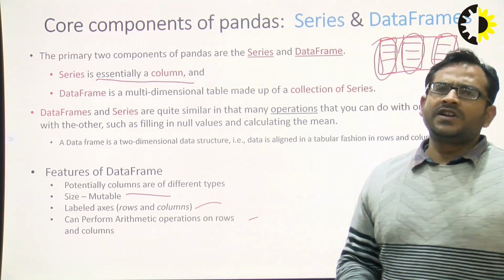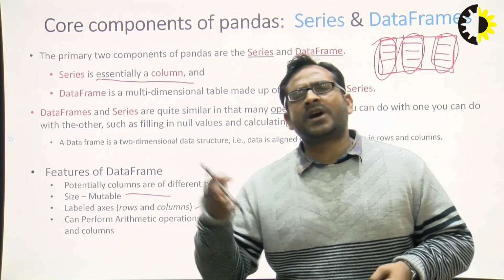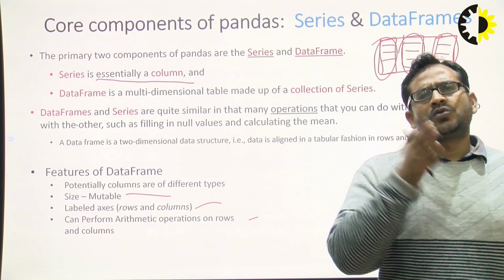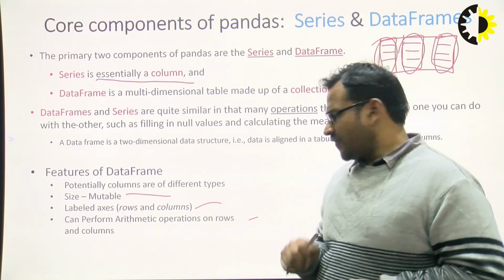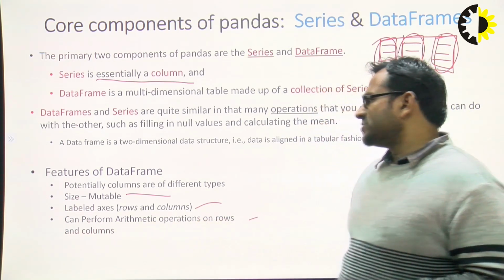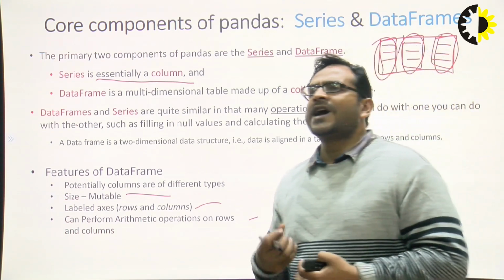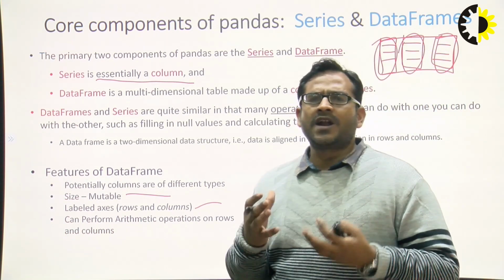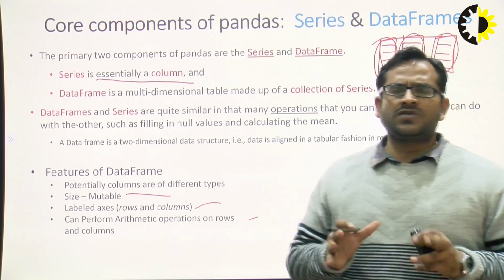Label access: obviously there are indexes, row and column indexes, so you can access either the column or the row values, and you can perform arithmetic operations on rows and columns. If you want to apply any arithmetic operation, you can easily apply it on a pandas data frame. So these are the features of a data frame.